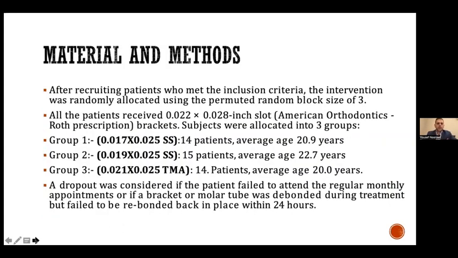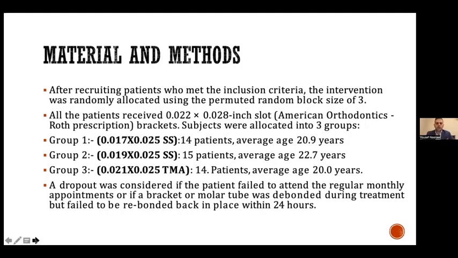After recruiting the patients who met the inclusion criteria, the intervention was randomly allocated using a permuted random block size of 3. All patients received 0.022 by 0.028-inch slot American Orthodontics Roth prescription brackets, and subjects were allocated into 3 groups. Group 1 was 17x25 stainless steel with 14 patients, Group 2 was 19x25 stainless steel with 15 patients, and Group 3 was 21x25 TMA with 14 patients also. And in the average group, you can see the average age is between 20 to 22 years.